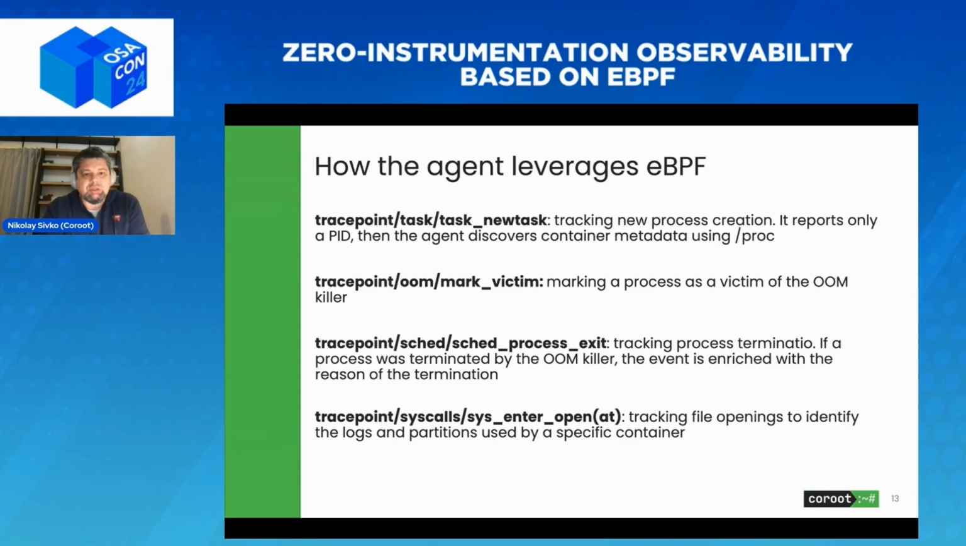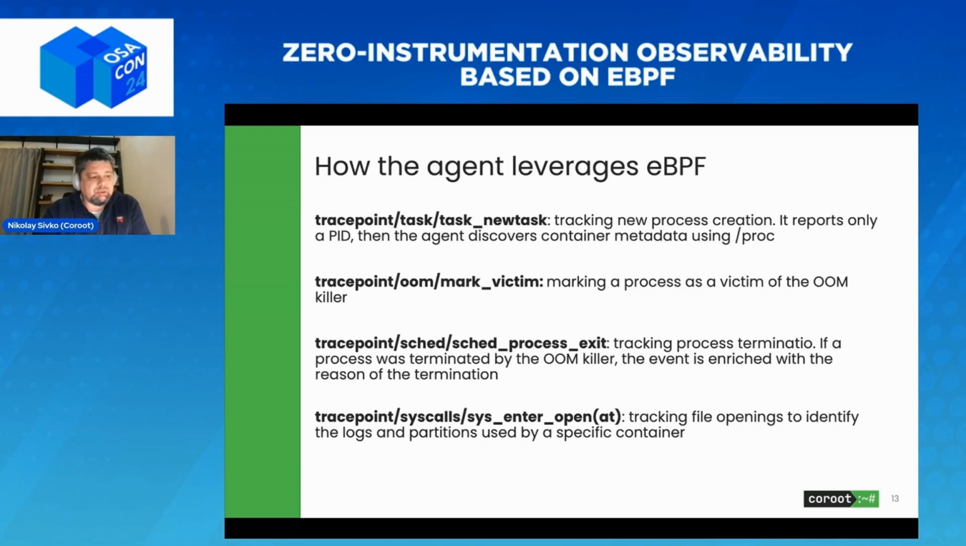And let's talk about how the agent uses eBPF. To discover new processes and containers on a node in real time, it uses the tracepoint task new task. We can see all new processes in real time. We don't need to recheck procfs or something like that. We can be notified by the kernel directly, discover and build a model of a node in memory, and follow all the changes in real time.